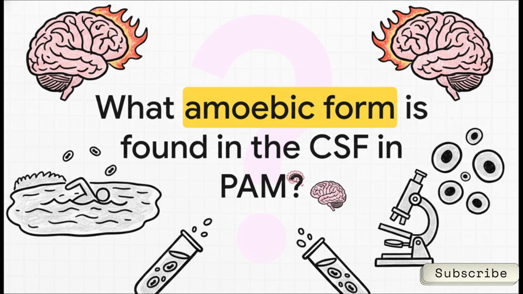Before we wrap up, I'm going to leave you with a classic board question to test your recall. A healthy 15-year-old presents with fulminant meningoencephalitis 3 days after swimming in a warm lake. What specific amoebic form will you look for in the purulent CSF? Think back to our discussion on morphological clues and lab findings. Can you identify the exact stage of the parasite hiding in that spinal fluid?